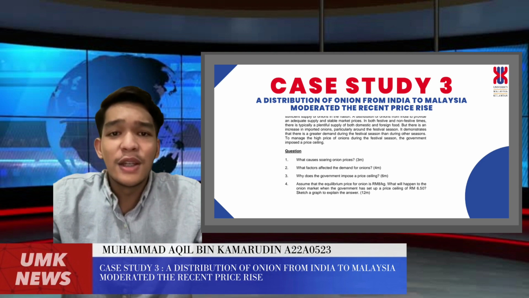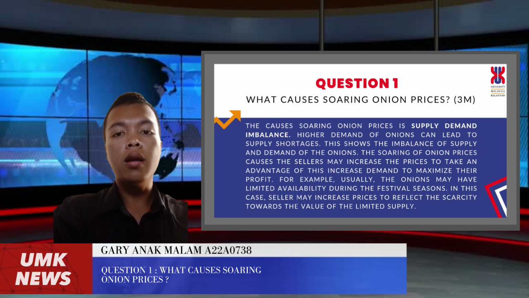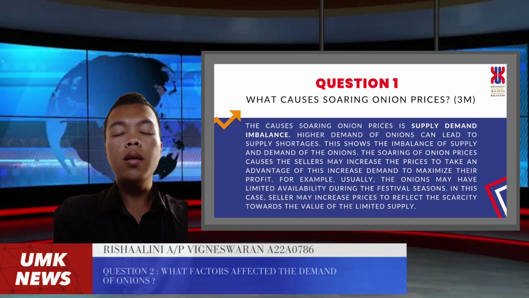Now, let's take a look at the questions given. Question 1. What causes soaring onion prices? The cause of soaring onion prices is supply-demand imbalance. Higher demand for onions can lead to supply shortage. This shows the imbalance of supply and demand of onions. Sellers may increase the price to take advantage of this increased demand to maximize their profit. For example, onions usually have limited availability during the festival season. In this case, sellers may increase the price to reflect the scarcity of the limited supply.